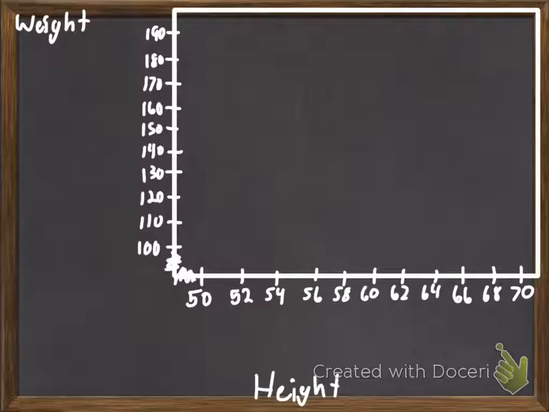So first we had a height of 70 and a weight of 180. So 70, 180, okay. Get rid of all those dots. It's about right here. 52 inches tall and 102 pounds, so that's right here. 61 inches, so in between 60 and 62. 130, so about right here.